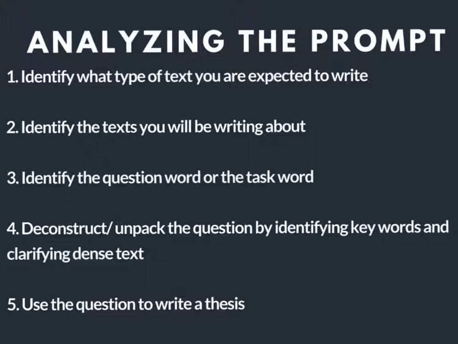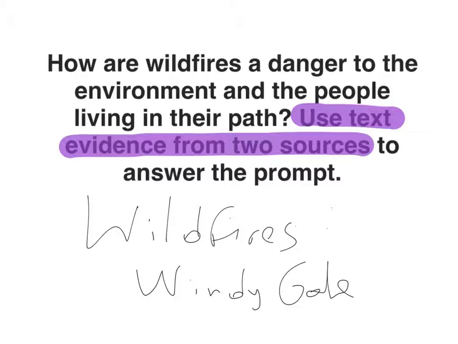So far I've determined that I'm going to write a response to text. I know this because I'm being asked to write about something I have read about, and I'm being asked to cite sources. I also determined that I'm going to have to use the article Wildfires and the article Windy Gale to provide my evidence. So the next step I need to do is look at the question word or the task word and determine what exactly I'm being asked to do.